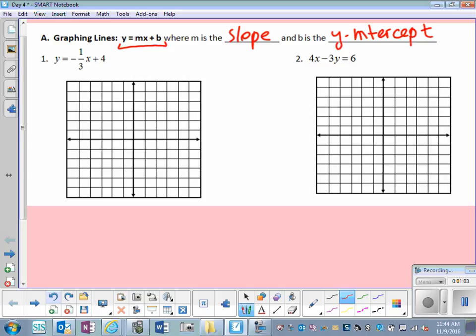We'll start with the first example. y equals negative 1 over 3x plus 4. What is the y-intercept? Yes. 0, 4, right? Each point has x and y coordinates, so 0, 4. 1, 2, 3, 4. Here is my y-intercept.